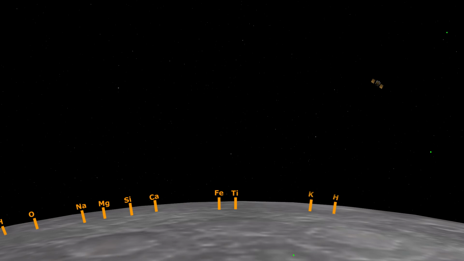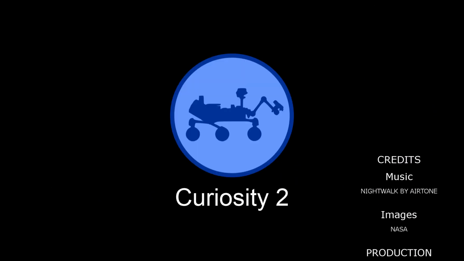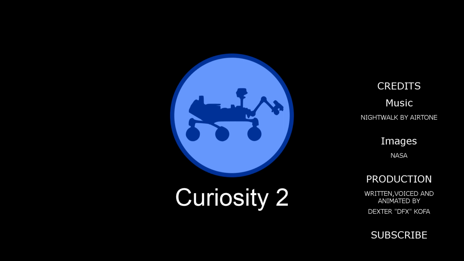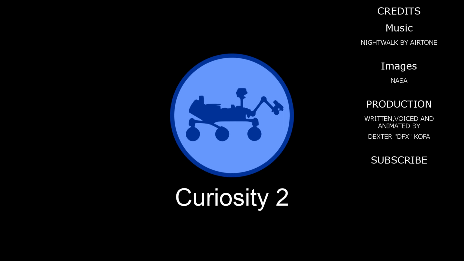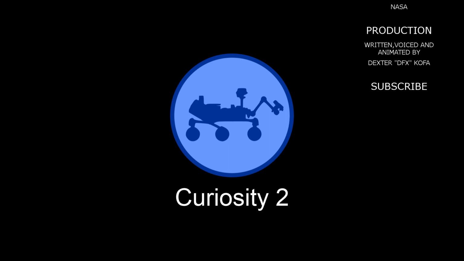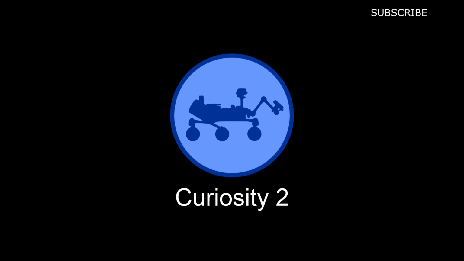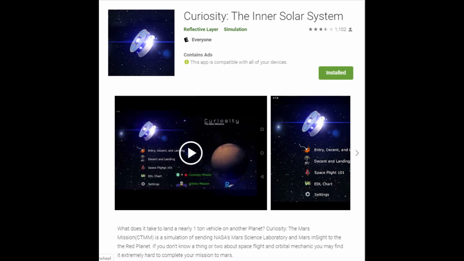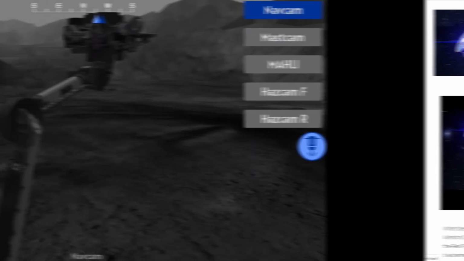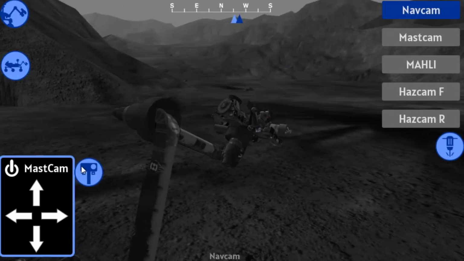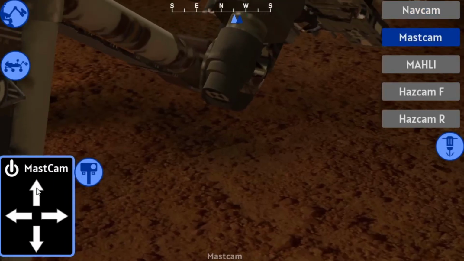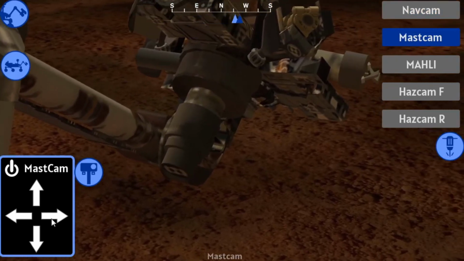Now for some progress report on my upcoming simulator. The official name is Curiosity 2. This is not related to the Mars 2020 rover. It's simply an update of my 2D Curiosity simulator that's on Google Play. I'm currently working on the turret end of the robotic arm. This is where the drill is located, and that's where my current focus is.